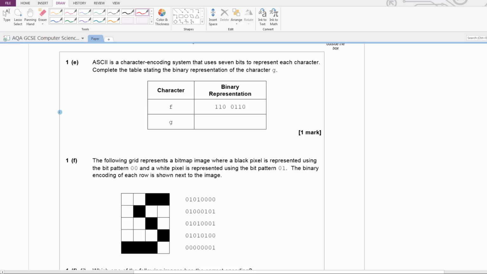Part E is about ASCII. It's only worth 1 mark, and it says ASCII is a character encoding system. You might also have heard of it as a character set, same thing. It uses 7 bits to represent each character. Extended ASCII, the latest version, uses 8 bits.